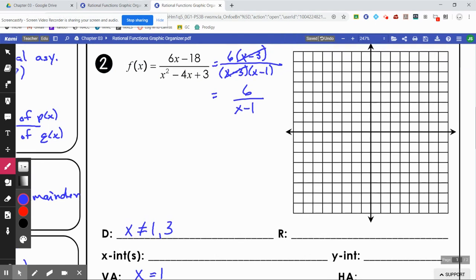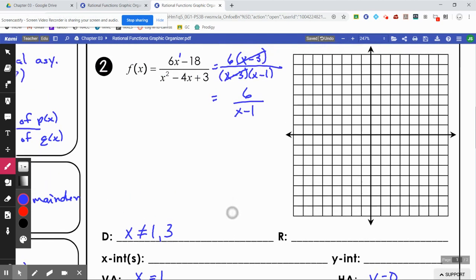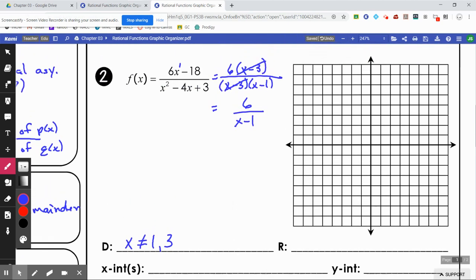Next up, you can find your horizontal asymptotes or your slant asymptotes. The way you do that is by looking at your powers. x to the first on top, x to the second on bottom. Since the bottom is greater, you have a horizontal asymptote at 0, and you will have no slant asymptote. Let's go ahead and graph those asymptote lines.